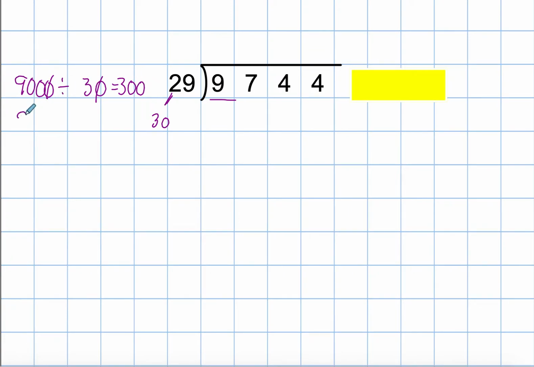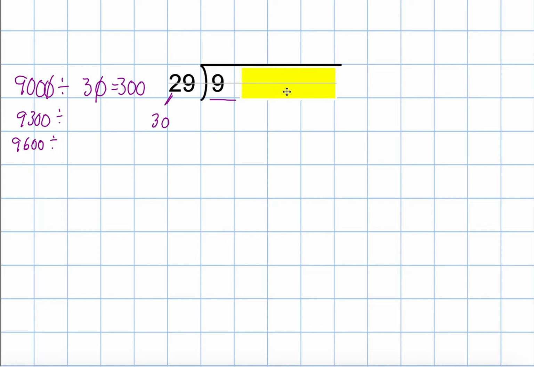Now if I had wanted to, I could have counted on to 93 or to 96, but that's not as important in terms of what I'm doing. So I'm expecting my answer to be about 300. Now my next step is I'm going to start doing the actual division.